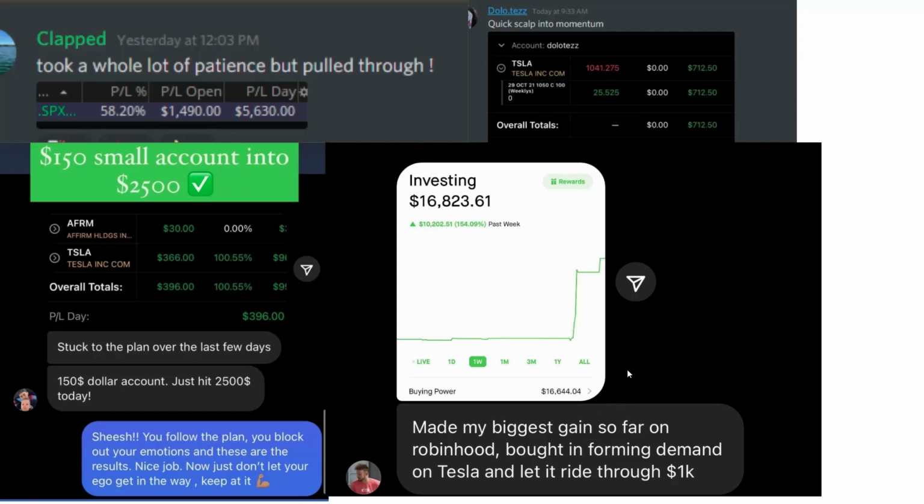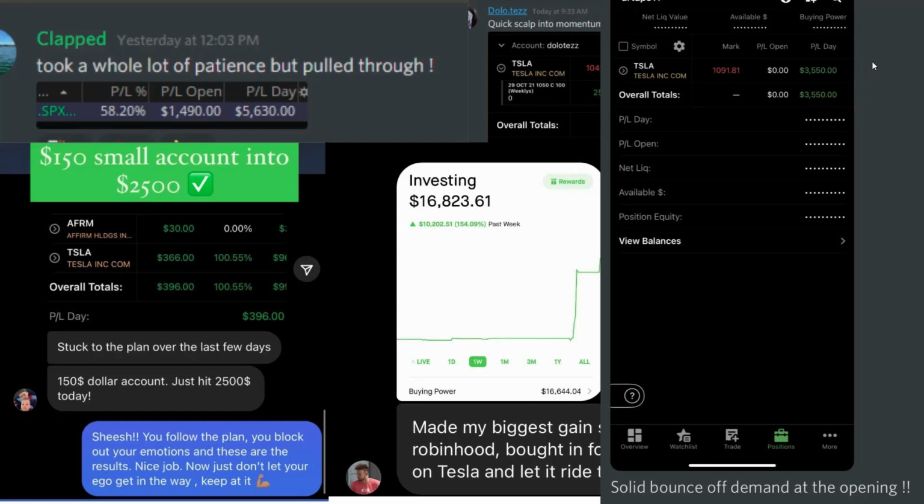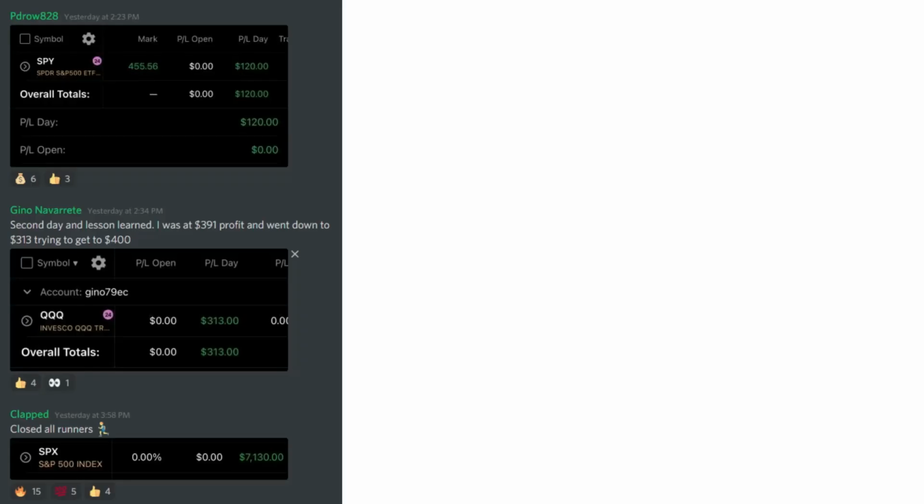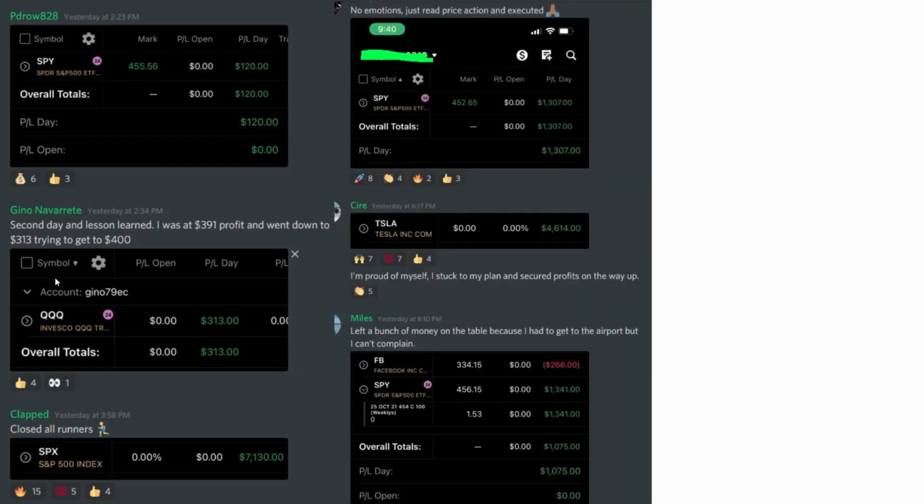Biggest gain so far on Tesla. Another $3,500 profit from Tesla. $20,000 profit on Nvidia. This is not to brag about profits, it's just to show you how possible it is if you eliminate the noise and you trust yourself, you follow your process. These profits come when you follow the process.